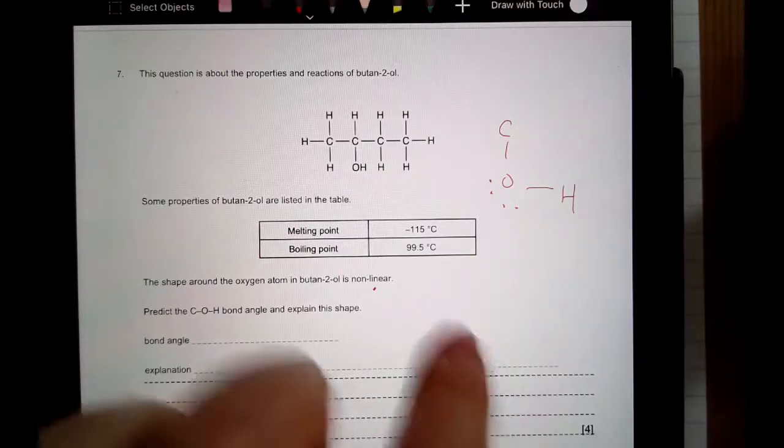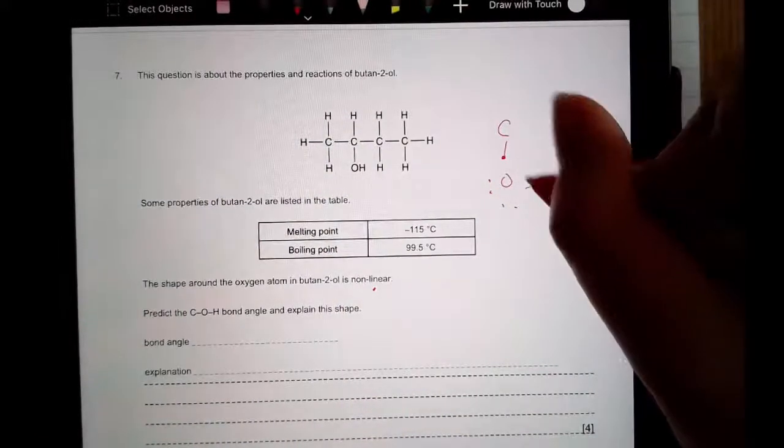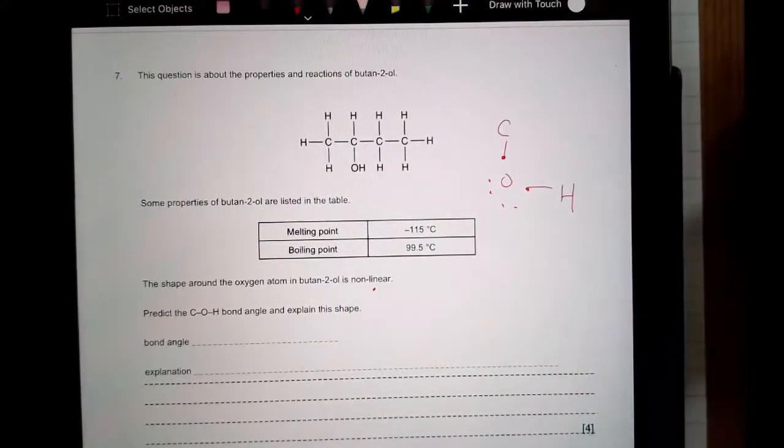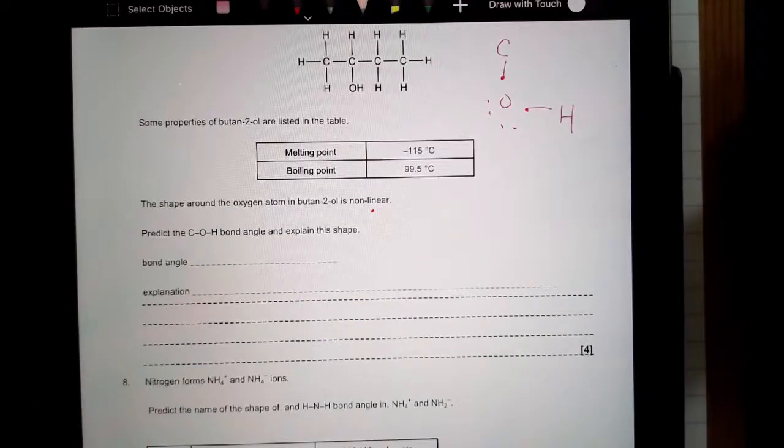Oxygen's in group 6. It's got 6 electrons. It's only using 2 of them in bonds. The other 4 sit on oxygen in lone pairs. So 2 bond pairs, 2 lone pairs. The bond angle is 104.5. And again, your explanation is going to be 2 bond pairs, 2 lone pairs.